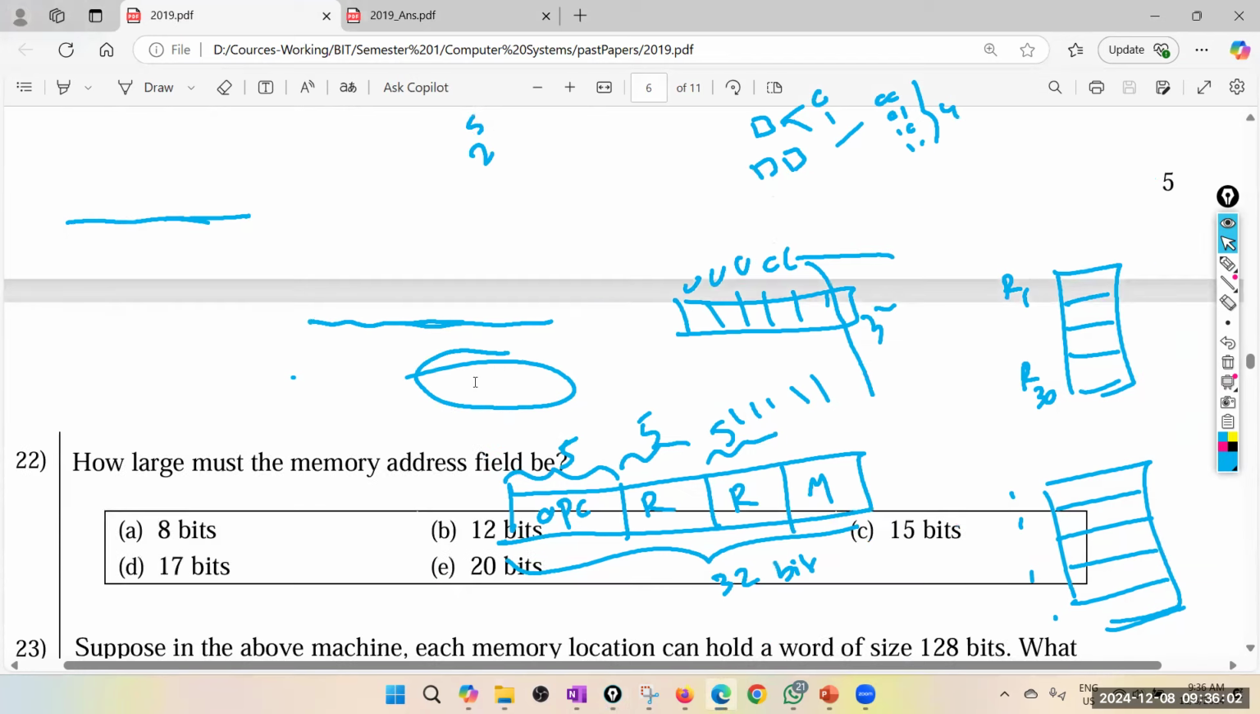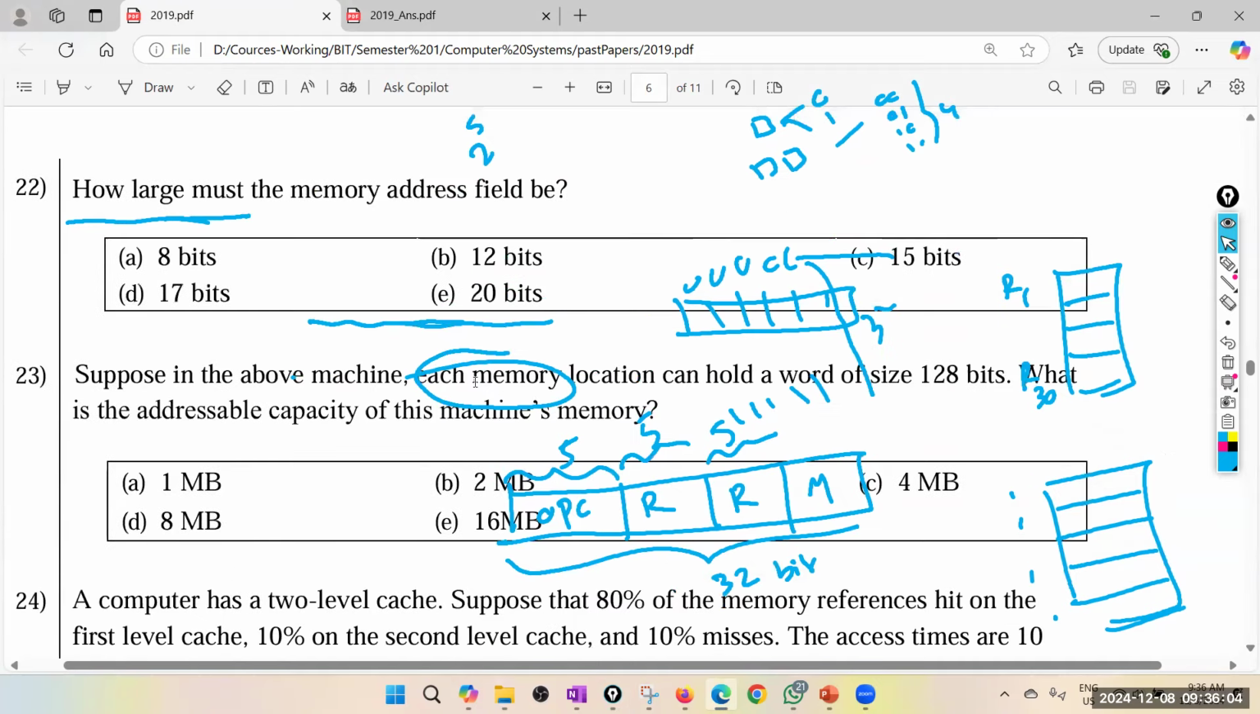Right. Do this 22nd one related to the same previous question. How large must the memory address field be? Remember registry address, memory address. What is the width of this? Anyone?